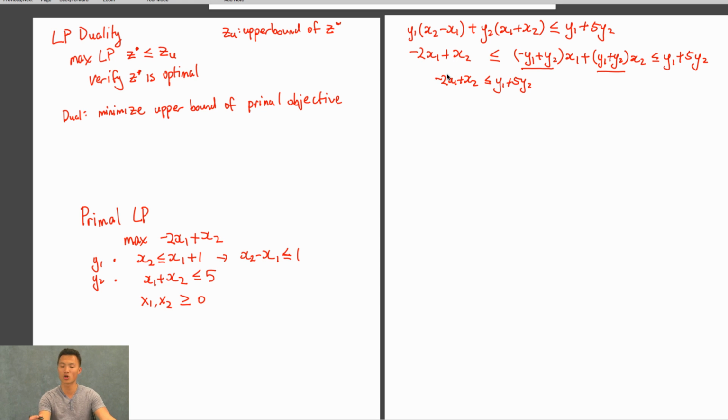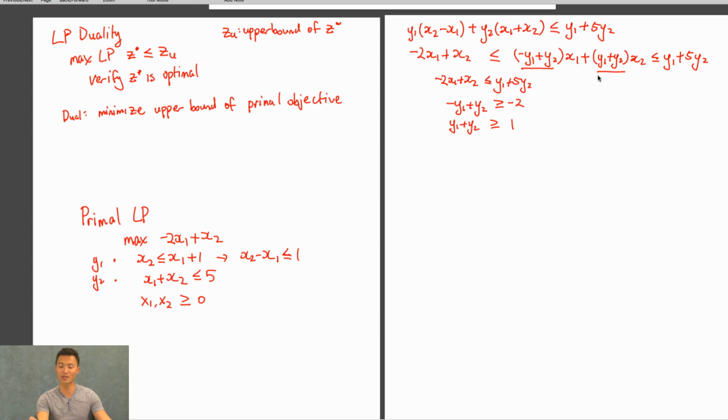Those are the coefficients. So I want this inequality to hold, right? I want this objective value and this linear combination function, this inequality, to hold. So for this to hold, I can set y1 plus y2 is greater than or equal to negative 2, and then y1 plus y2 is greater than or equal to 1. Now, by having these two constraints, this inequality up to this point is going to hold, right?